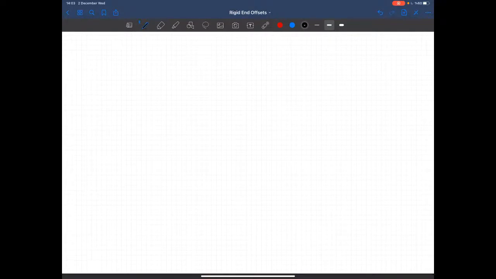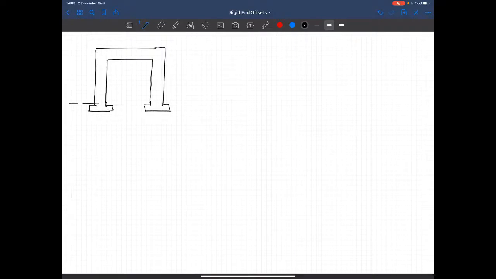Okay, let's remember the way we do the modeling. Now let me draw a very simple frame. Let's say that this is our physical structure composed of two columns and a beam. Okay, this is, again, the physical structure, the actual structure.